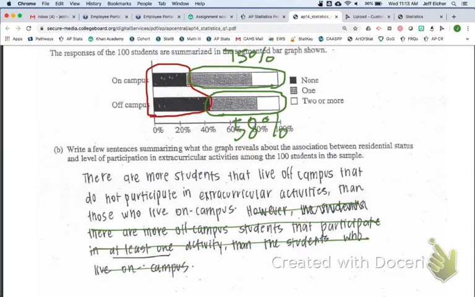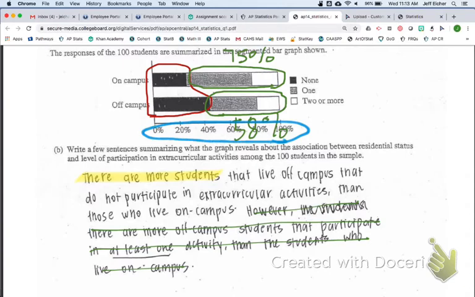So can they at least retrieve a partial out of this? There is a problem with this statement. The problem is we don't really know how many total students there are in the population, how many off-campus students and on-campus students. So to say that there are more students is not recognizing that these units are percentages or proportions.